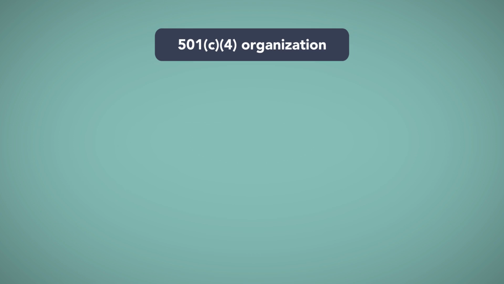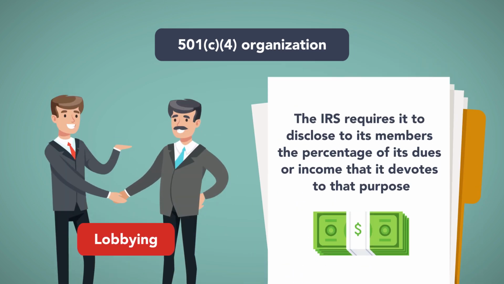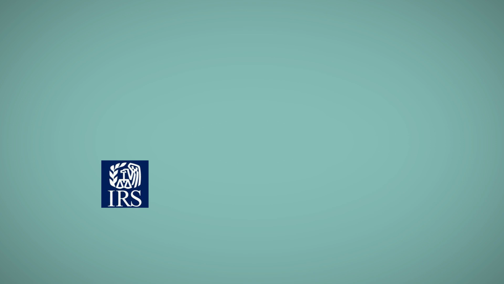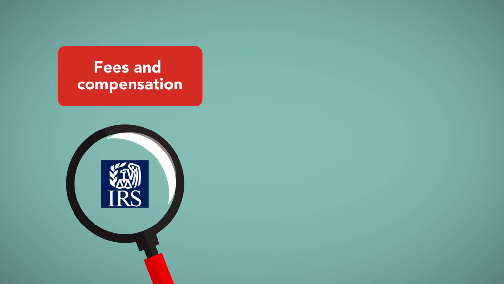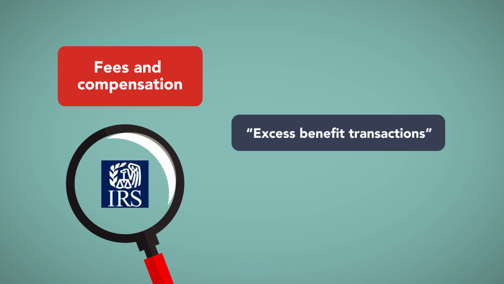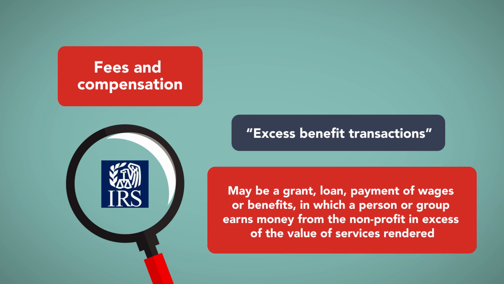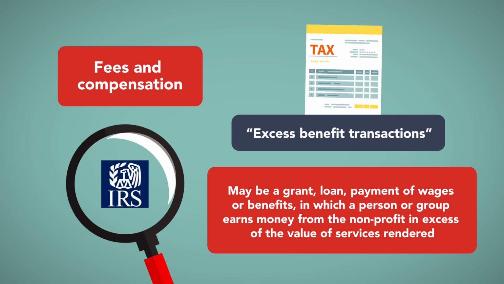If a 501c4 organization does carry out lobbying, the IRS requires it to disclose to its members the percentage of its dues or income that it devotes to that purpose. A primary area in which the IRS looks closely at the records of a 501c4 is in the area of fees and compensation, in search of excess benefit transactions. An excess benefit transaction may be a grant, loan, payment of wages or benefits in which a person or group earns money from a nonprofit in excess of the value of services rendered. Such transactions are subject to federal income tax.